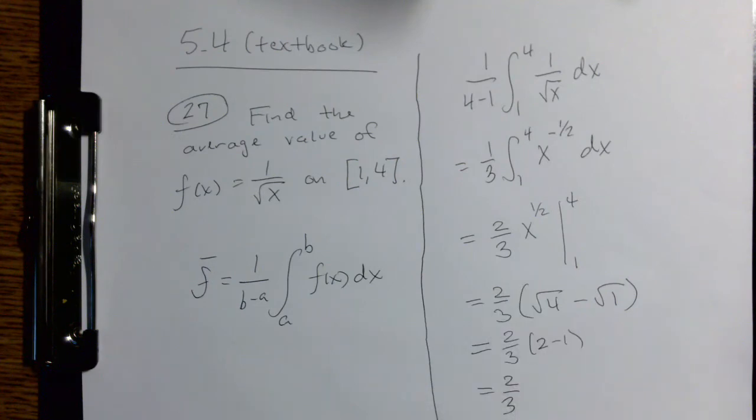So we've got 2/3 times the difference between the square root of 4 and 1. So that's just 2/3 times 1. So our answer here is 2/3. That's telling us that if we look at the graph of 1 over the square root of x over the interval from 1 to 4, the average height of the graph is 2/3. That's an example of an average value problem.